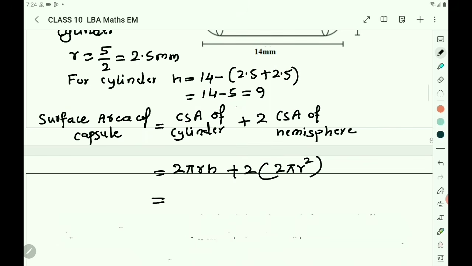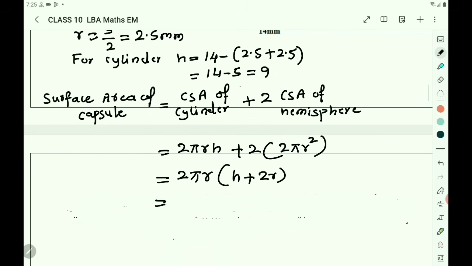Now you can remove common. 2 is common, remove that outside. Pi is common, remove that outside. And r is common. Here both the cylinder and hemisphere have the same radius, same r, so you remove it as a common. Then what is remaining? h plus 2r.